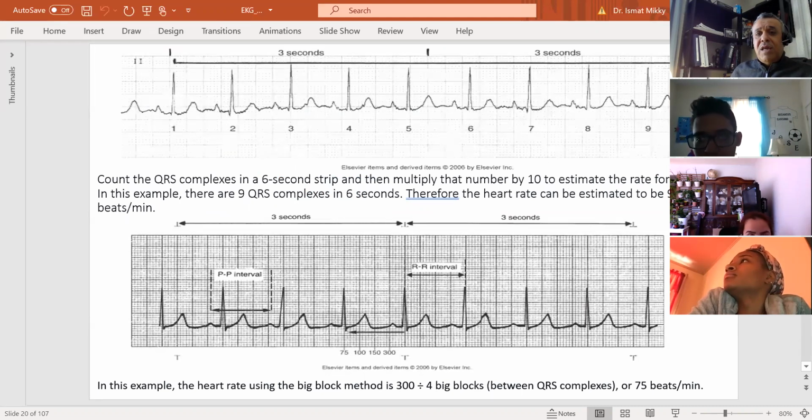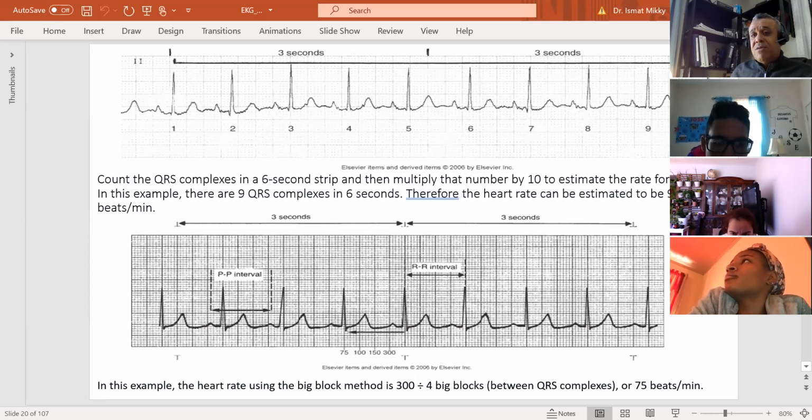I know that the R wave kind of passed the end of the interval by about 3 small boxes, but I would not ignore it, because from R wave to R wave you have about 4 large boxes.